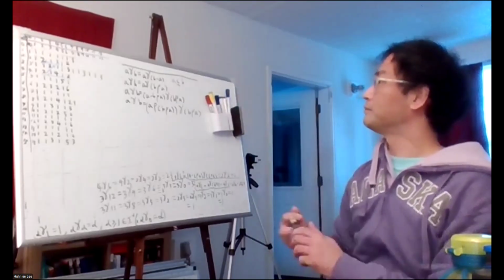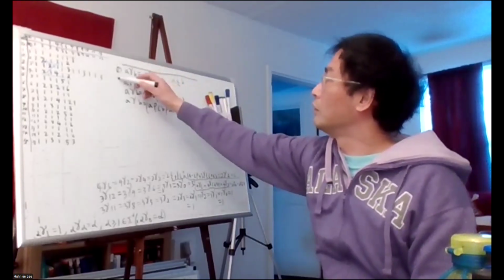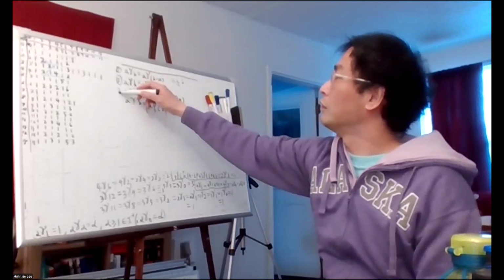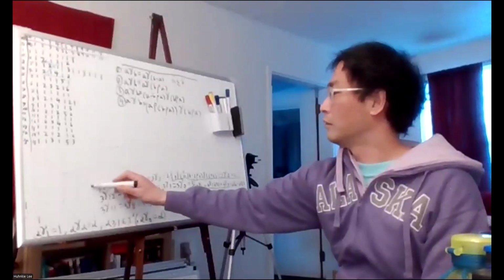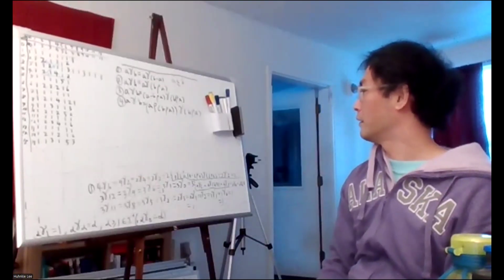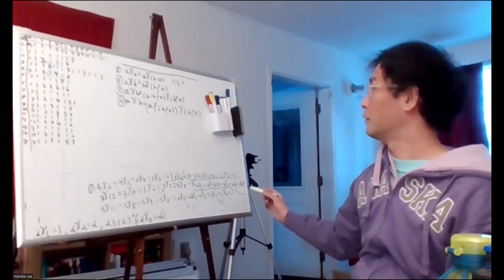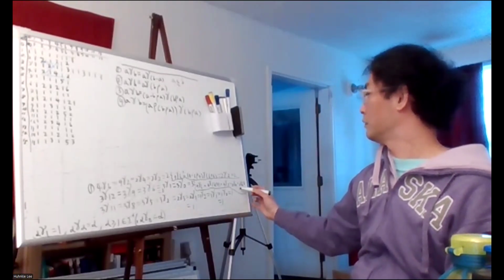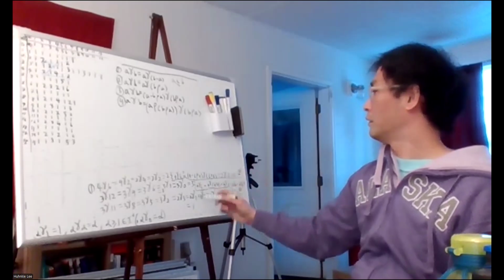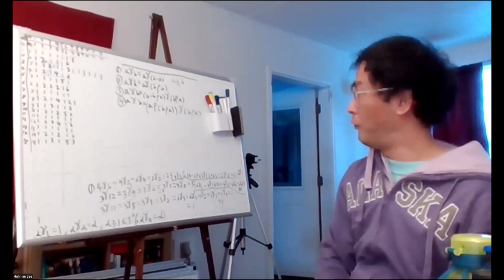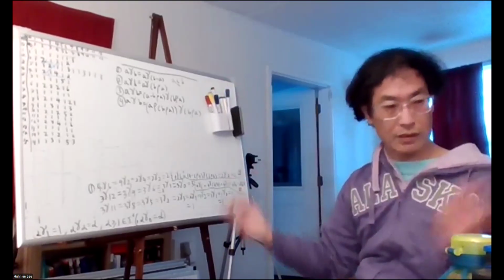Let's label them 1, 2, 3, 4. 1, 2, and this is 3. Okay. The fourth one we haven't done yet. Okay, so let's take it slow.